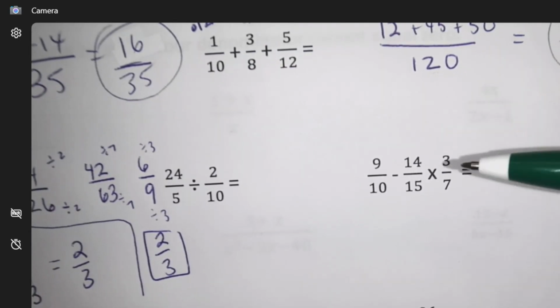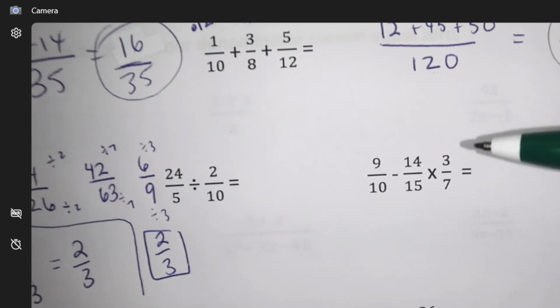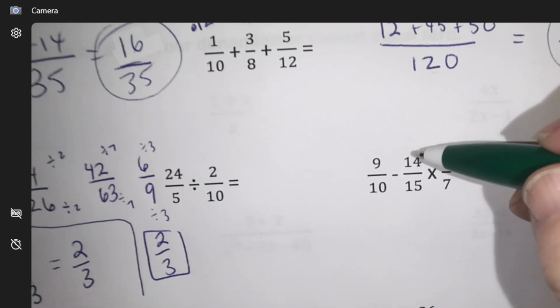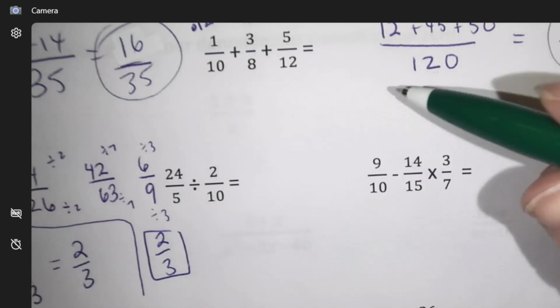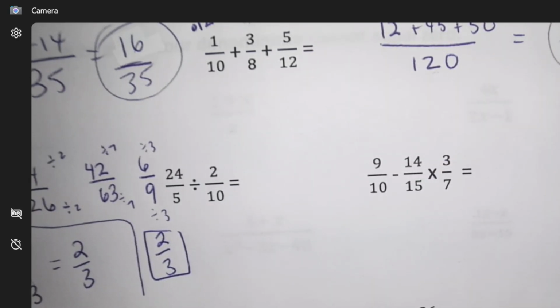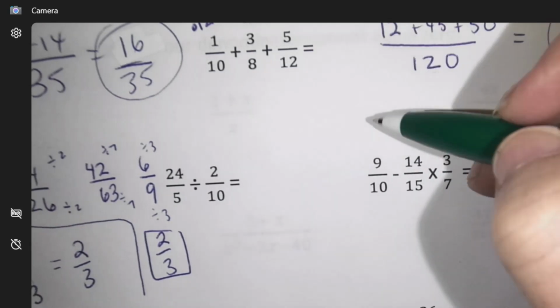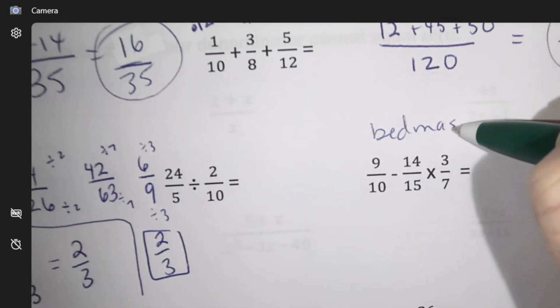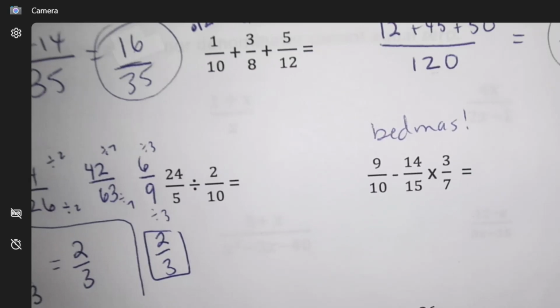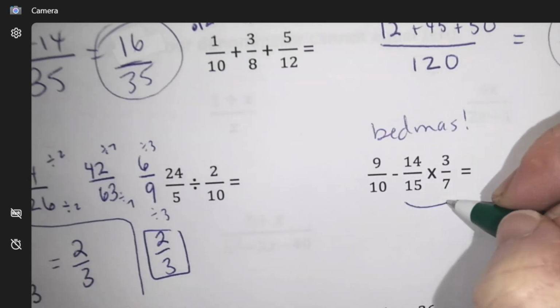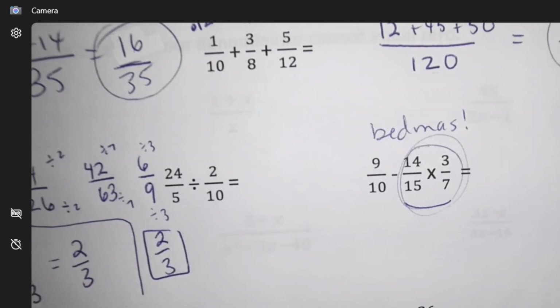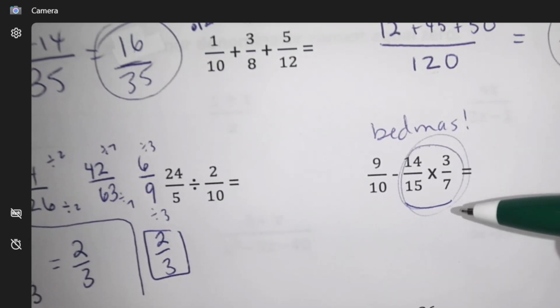Okay, what am I trying to be tricky with on this question? Does anybody know? I'm trying to be tricky. Did anybody see my trick? I'm trying to make you do subtraction first, which means what? You're having to think about BEDMAS, right? So I need to do that first because it's a times. So can you use my method here?